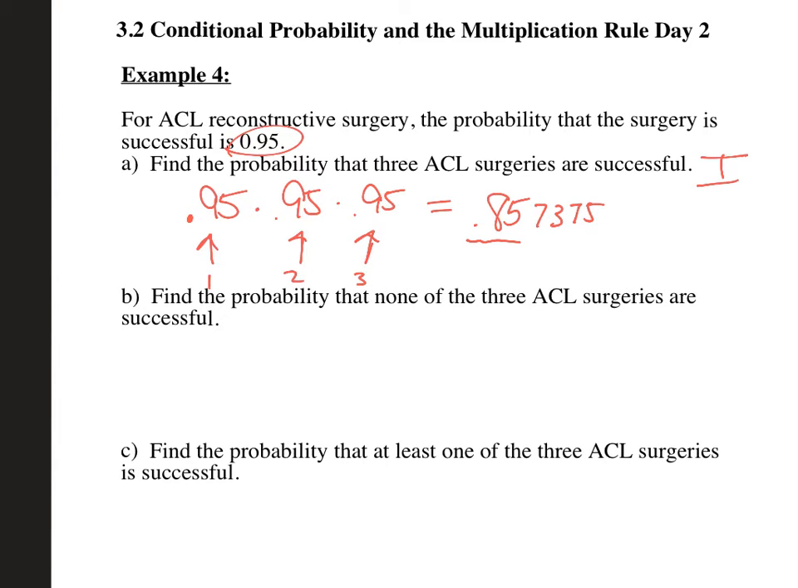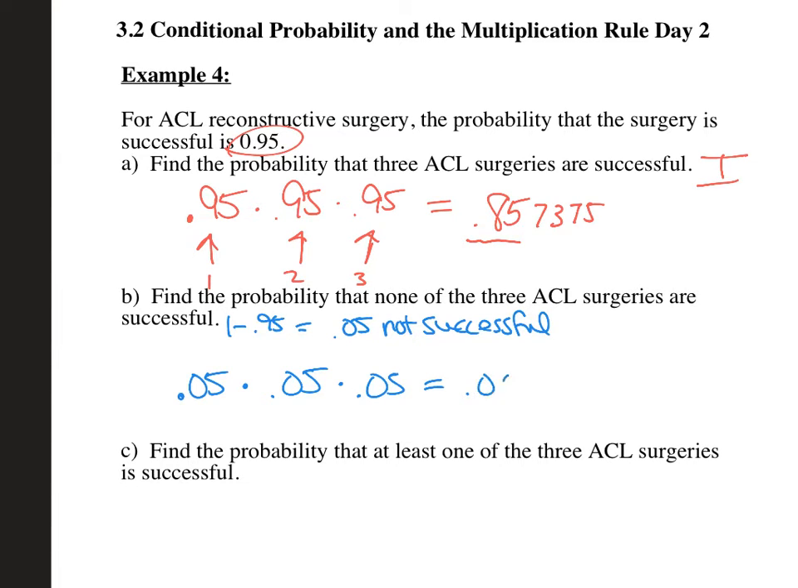All right, find the probability that none of the 3 ACL surgeries are successful. So if 0.95 are successful, 1 minus 0.95 or 0.05 are not successful, right? That's the complement. That's how we find the complement of something. We do 1 minus that probability. So what you're doing, and again, these are independent of each other: probability of no success on the first one, probability of no success on the second, and then probability of no success on the third. You just multiply those 3 out. So let me just double check, 0.000125.